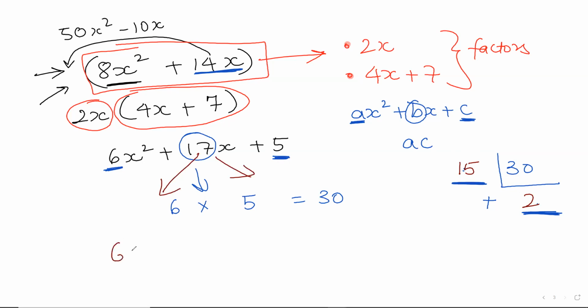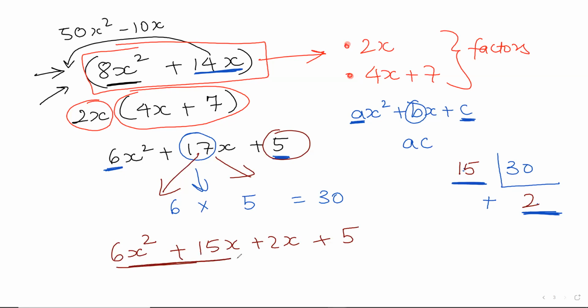So what we get is 6x squared plus, now 17x will be split into two terms, which will be 15x plus 2x. Okay. And then we have the last term over here, plus 5. Okay. Now what we do is we take something common between these two and something common between these two. So what is common between the first two terms? Hamna? 3x. Yes, 3x is common between the first two terms.